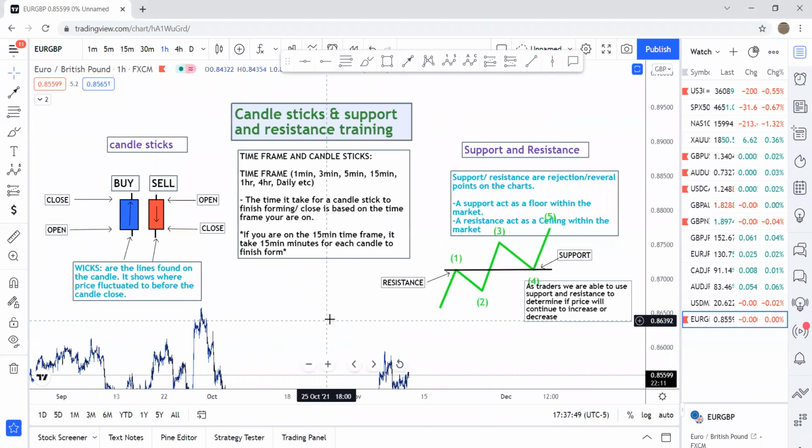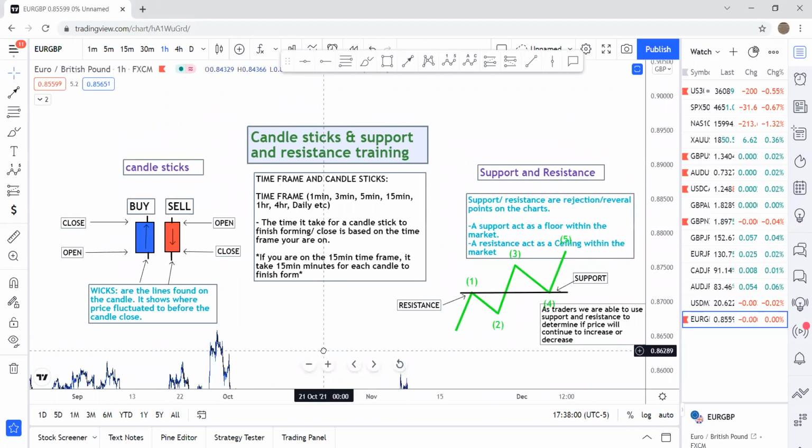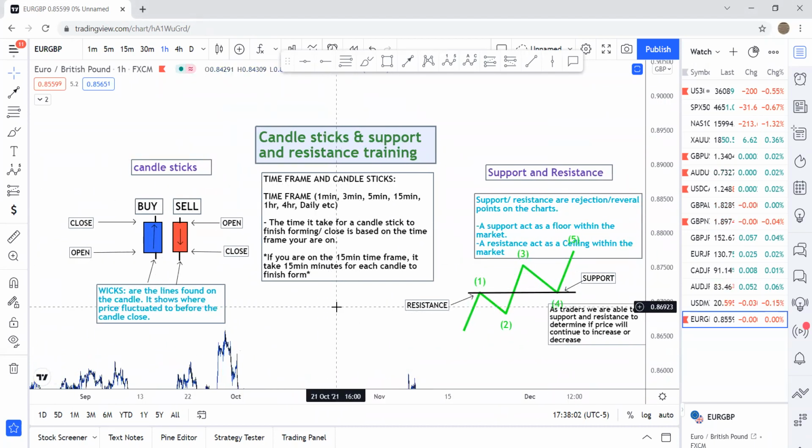So thank you guys for coming on today's training. This training is going to be about candlesticks, and support and resistance as well. So before we get started and looking at the live chart, let's go over the diagram that I have here.